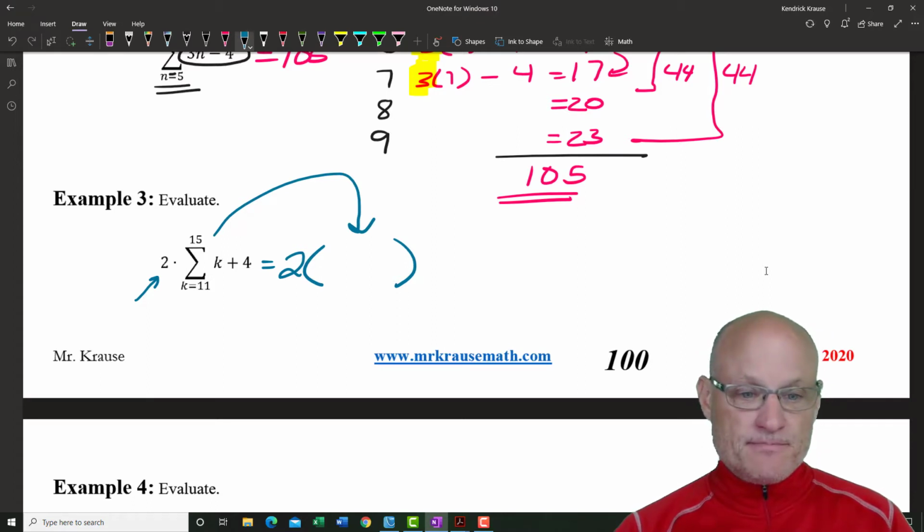So let's see. K, we're going to start at 11. Now, notice we just picked a different letter this time. K, we're going to start at 11, and we're going to go to 15. So K equals 11, 12, 13, 14.